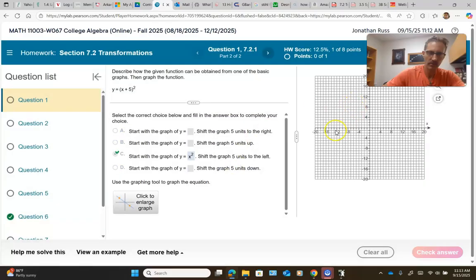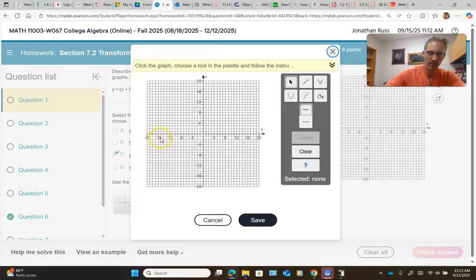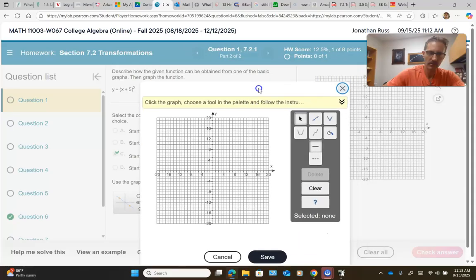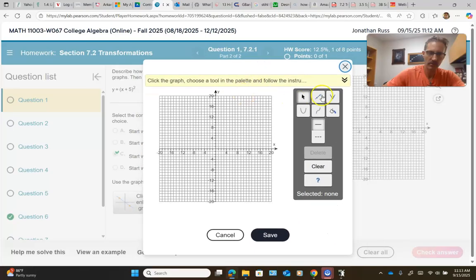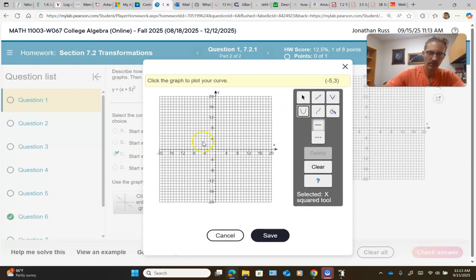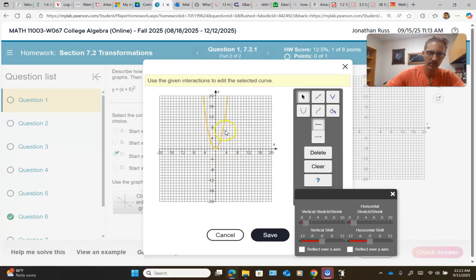Now it's going to have us graph it. So this is what I wanted to show you. So you're going to click right here to enlarge the graph. Now pay attention to the type of function it is. If it's a linear function, you'll click the line tool. It's an absolute value function, this one. But if it's a quadratic, you're going to click the x squared tool. And you're going to click anywhere in here. And what will happen is it, like I told you, it'll graph y equals x squared.